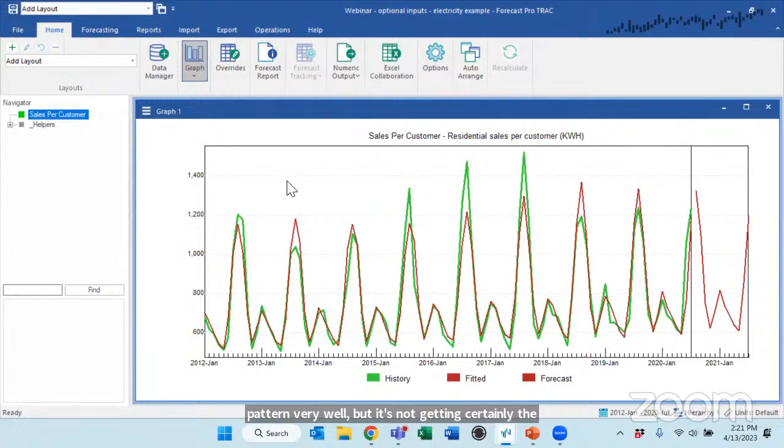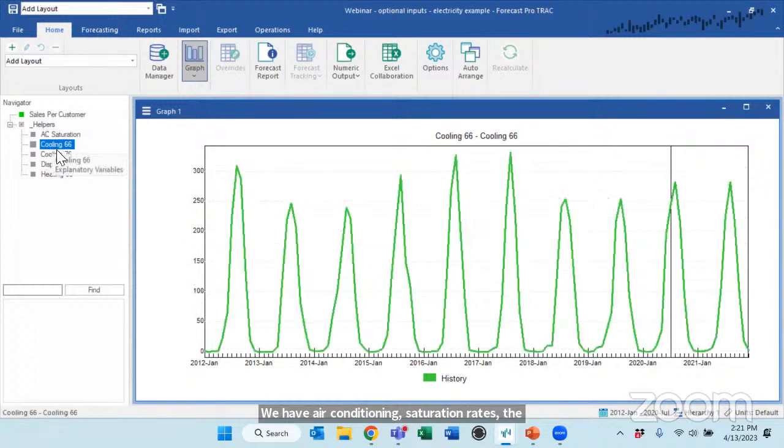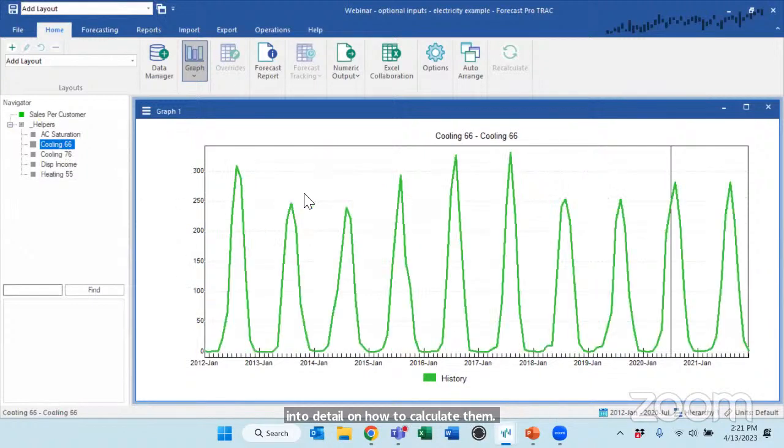And so what we want to do is to bring in an explanatory variable, an additional input, and we can bring in the weather. And so here are some variables we have. Air conditioning saturation rates, the percentage of households that have air conditioning. Cooling 66, cooling 76, and heating 55. These are temperature variables, and I'm not going to go into detail on how to calculate them. If you work for an electric power company, you would probably already know how they're calculated. I have seen these also used for things like food and beverage forecasting when temperature is important. But what we're after is basically an indication of how hot the month was. And we use a base temperature. So this is cooling 66.